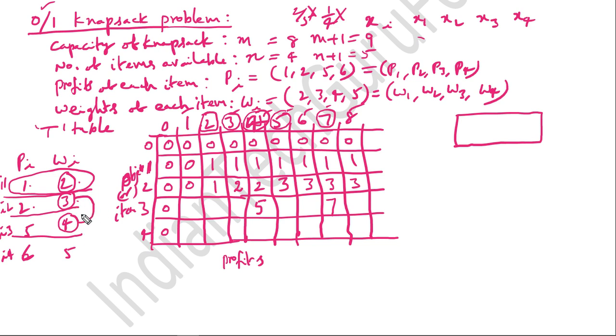So now let me consider item number 3 and item number 1. Then what will be the weight? 4 plus 2. 4 plus 2 is 6. So there is a block available with value 6. That's why I can directly insert item number 1 and item number 3 at the same time. If I insert like that, then what will be the profit? Profit of item number 1 is 1. Profit of item number 3 is 5. 1 plus 5, 6. So this particular value will be 6.